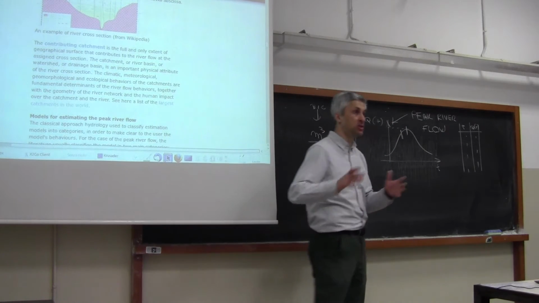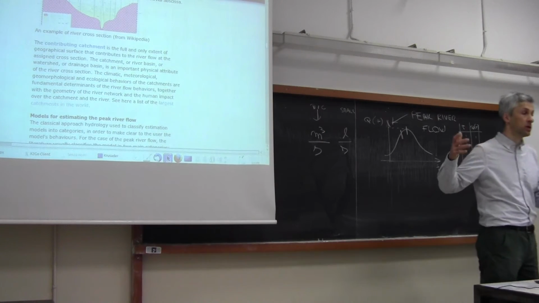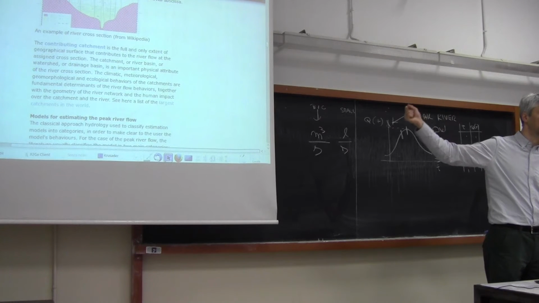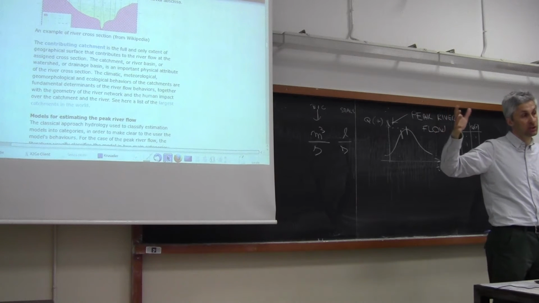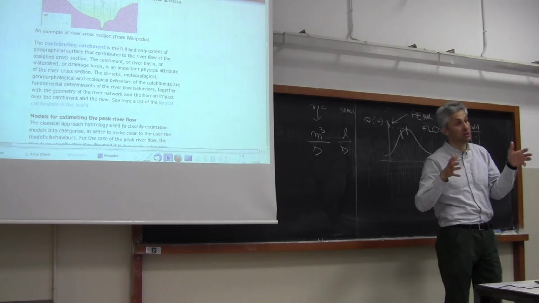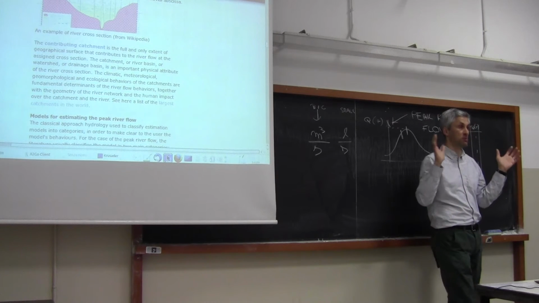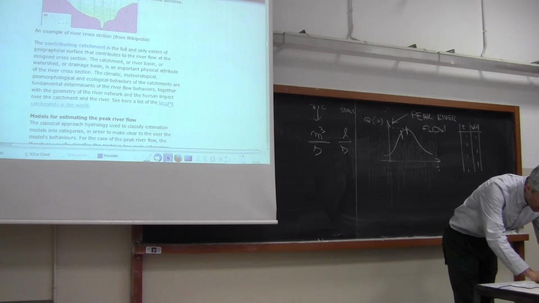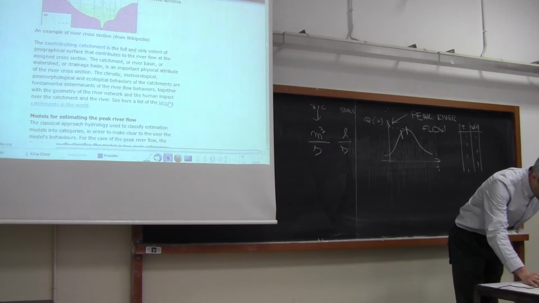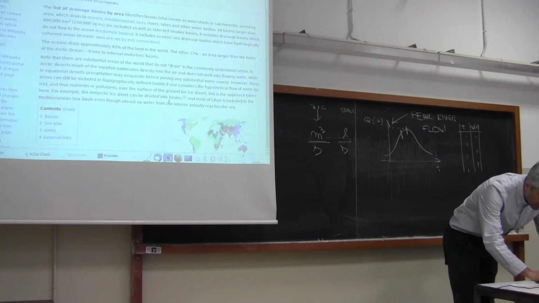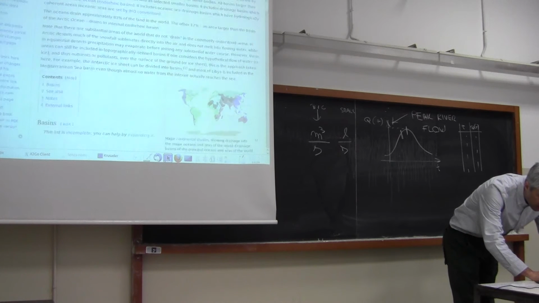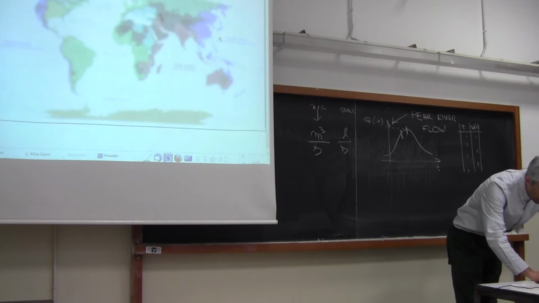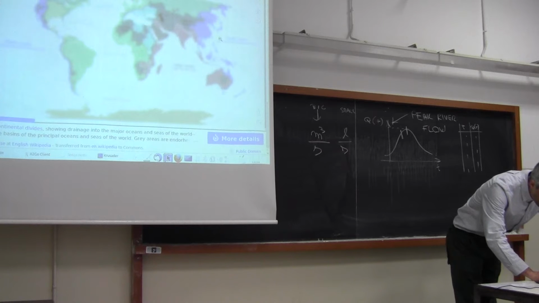Okay, how large is a catchment? I showed you an example just at the beginning of the lecture, 6 square kilometers. 6 square kilometers is considered to be a very small catchment, very small. There is an interesting list in Wikipedia of the largest catchments in the world. And here there is a map, which is nice.